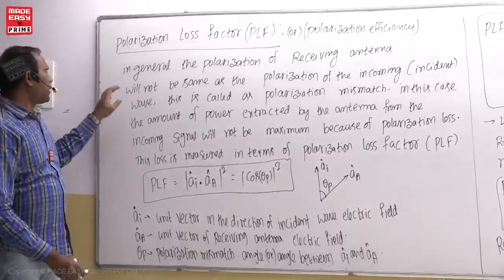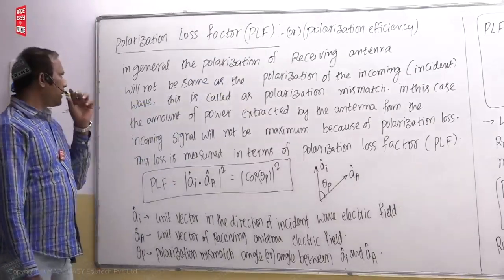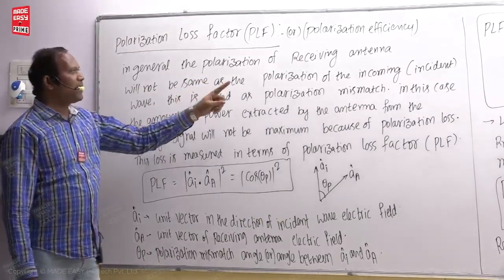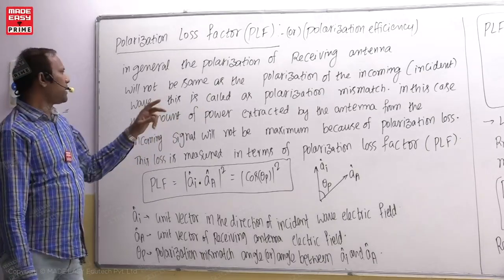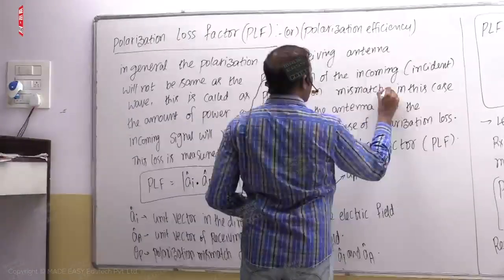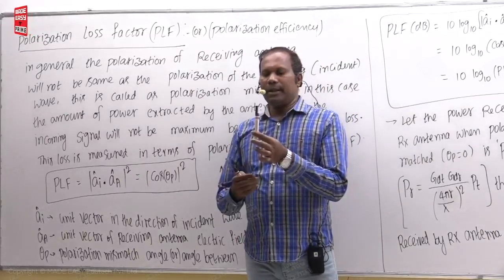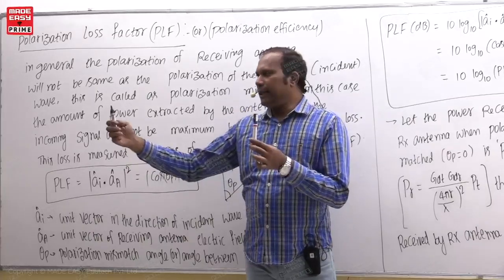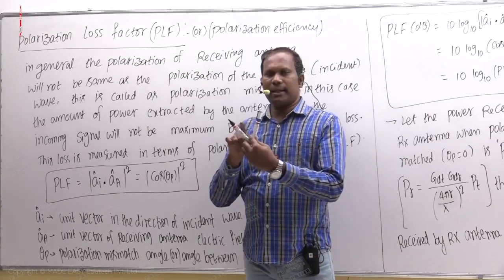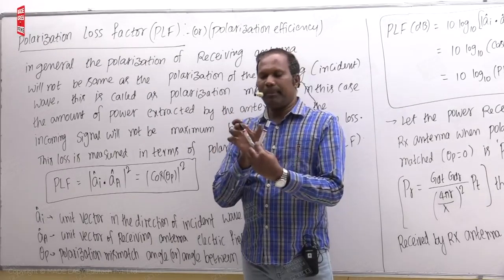So dear students, the polarization loss factor is also called polarization efficiency. In general, the polarization of the receiving antenna will not be the same as the polarization of the incoming, that means incident, wave. This is called polarization mismatch. Let us assume the electric field of the receiving antenna is like this, and the electric field of the incoming wave is like this. Then there is a polarization mismatch, and that angle is called theta p. P stands for polarization mismatch angle.